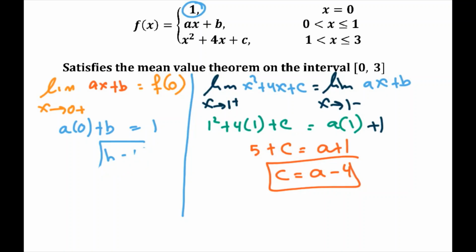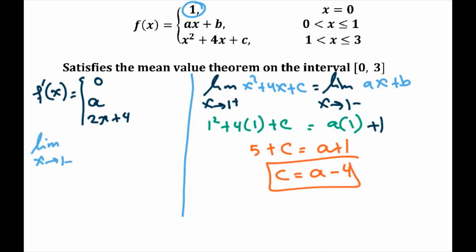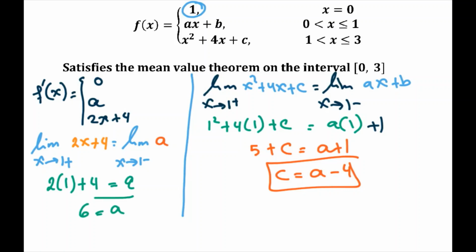Then we will take the derivative. So the derivative of f is a for the left piece and 2x plus 4 for the right. Limit as x approaches 1 from the right side equals the limit as x approaches 1 from the left side, which is equal to a. Now 2 times 1 plus 4 equals a, and then 6 equals a, so a equals 6.